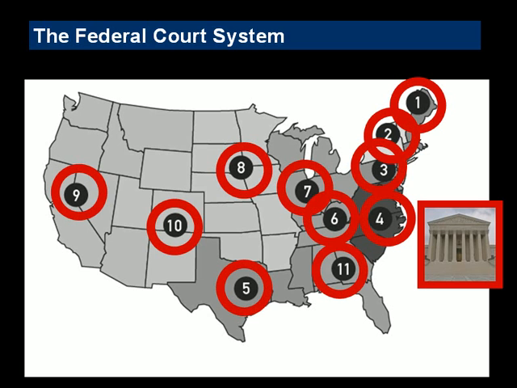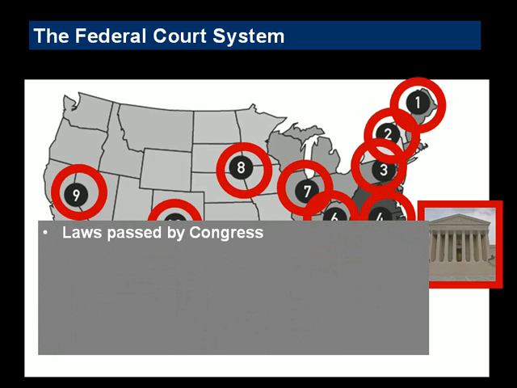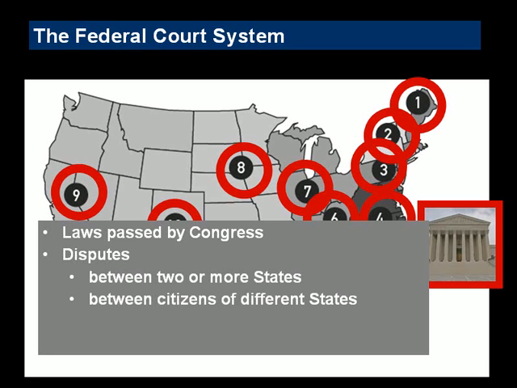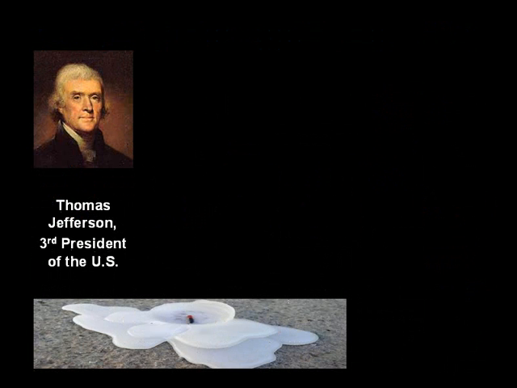The federal court system was assigned just a few responsibilities initially: to interpret the laws passed by Congress when needed for special situations, and to settle disputes between two or more states, between citizens of different states, or between states or citizens in foreign states, or if the citizens and states had issues with the federal government. This federal system is what Thomas Jefferson was wary of.